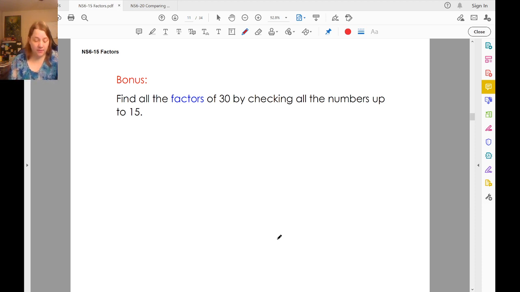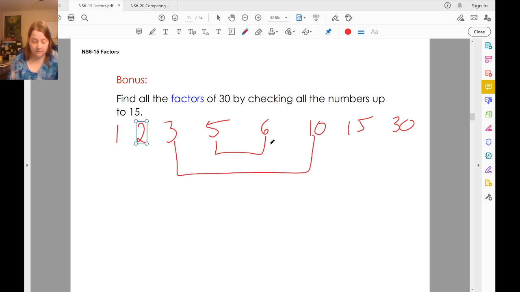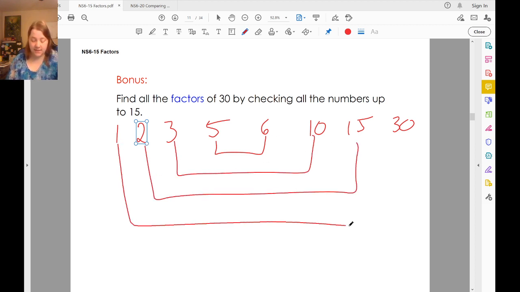We can know that 1 times 30 equals 30. We can know that 2 times 15 equals 30. We know that 3 times 10 equals 30. 4s, no. 5s and 6s, and 5 times 6 equals 30. So we can start to see these patterns in here.